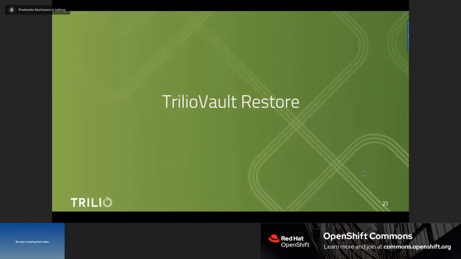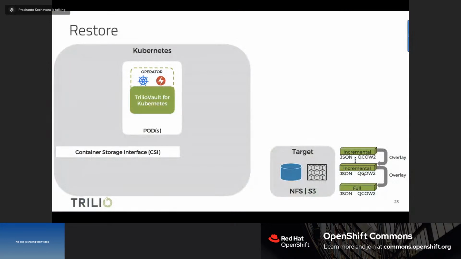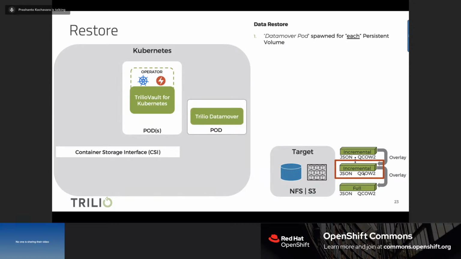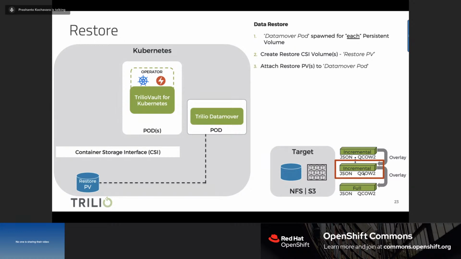Next, we'll get into the restore procedure. Restore is basically an inverse of how we do the backup operation. So we take the incremental, assuming that we are doing a restore of one of the incremental backups that we are taking. We'll first spawn the data mover pod. We will create a CSI volume. We'll do a restore of the PV. We'll attach that PV again to the data mover pod. And then we do a QEMU image convert again to the restored PV.